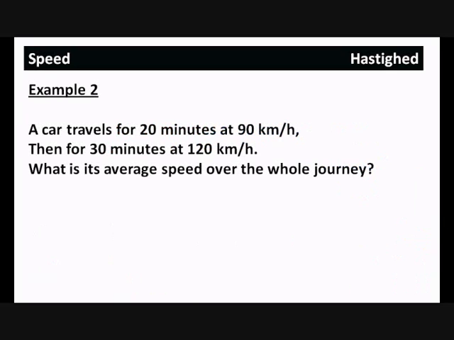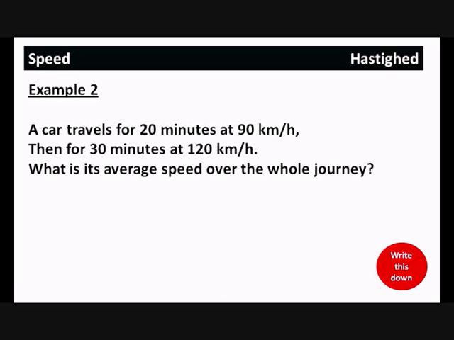And then example 2 is a particularly difficult, challenging one, so you may need to look over it a couple of times to follow it. But here we go. A car travels for 20 minutes at 90 kilometers per hour, then for 30 minutes at 120 kilometers per hour. What is its average speed over the whole journey? Well, just write that down if you're taking notes.